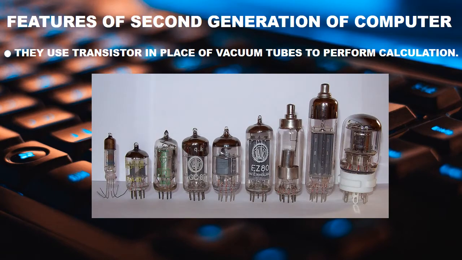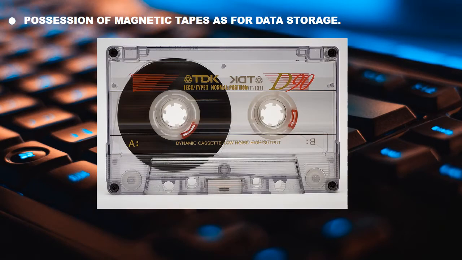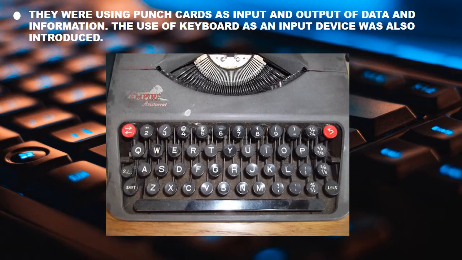Features of second generation of computer. They used transistors in place of vacuum tubes to perform calculation. Possession of magnetic tapes for data storage. They were using punch cards as input and output of data and information. The use of keyboard as an input device was also introduced.